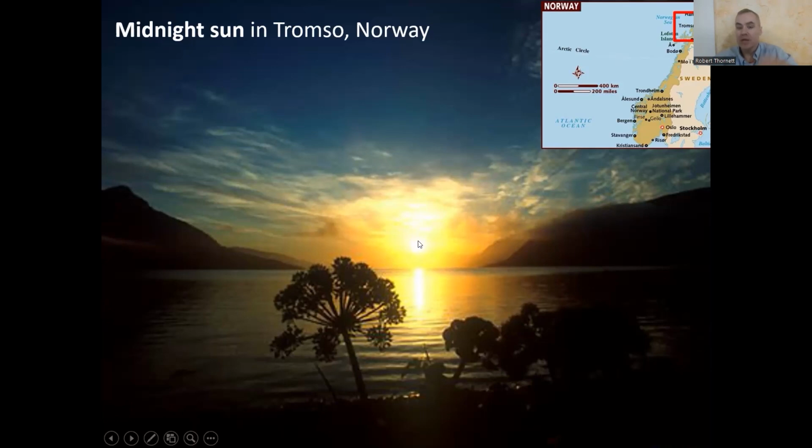Now, it's not going to go very high in the sky because you're so indirect up there, right? Remember, over your head directly would be only in the tropics. So it's always going to be very low in the sky, but it never sets during these times of the year. This would be the summertime in Tromsø, Norway. The sun will never set. It'll just hover on the horizon.